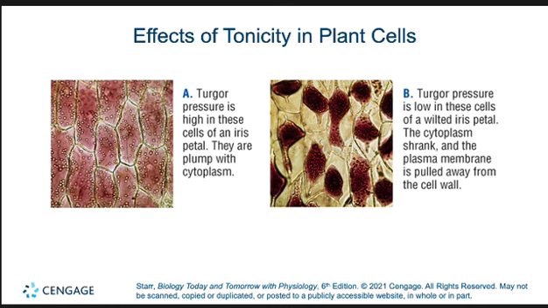On the left, turgor pressure is high in these cells of an iris petal. They are plump in the cytoplasm, while turgor pressure on the right is low in those cells of a wilted iris petal. The cytoplasm has shrunk and the plasma membrane is pulled away from the cell wall. So you see here the purpose for the cell wall, right?